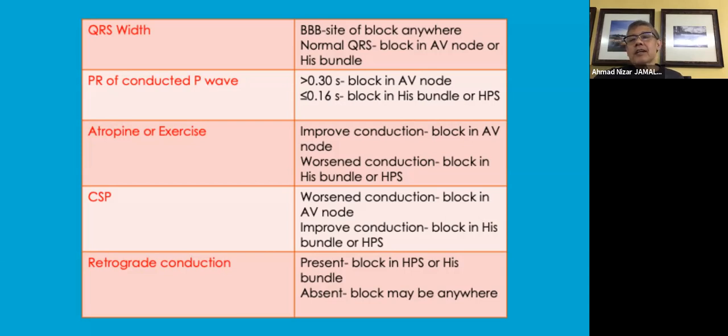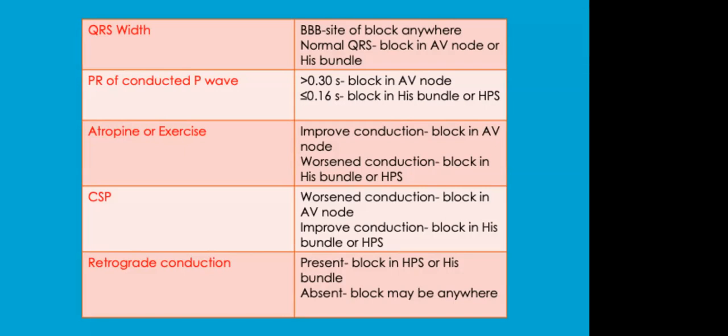Finally, retrograde conduction. If it is present, the block is usually at the His or infra-His. But if it's absent, then the block can be anywhere. Right? So those are the things that you might want to store to help you subsequently.